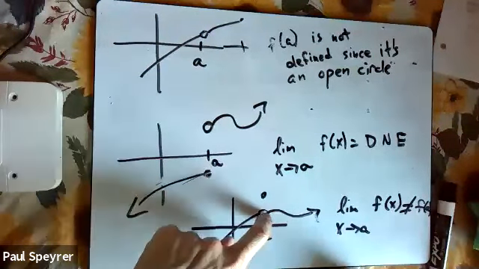All right, so why is the function discontinuous at a?